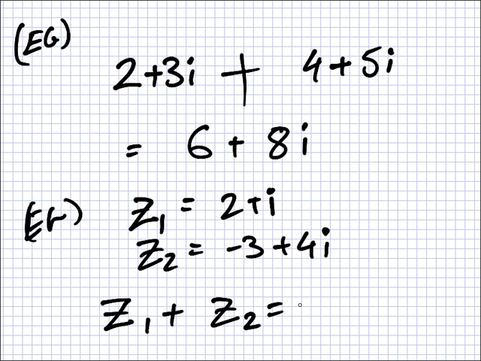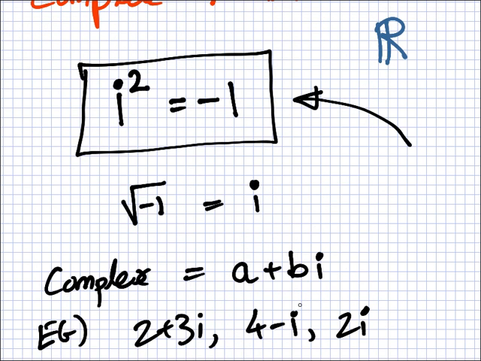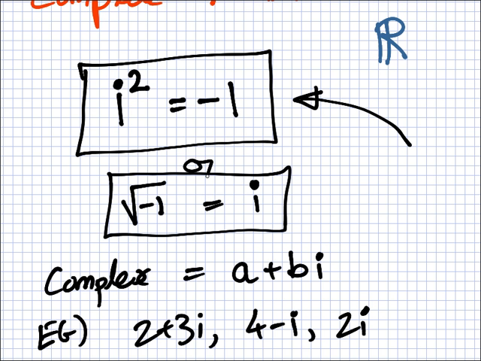Okay, you got an answer written down? i is not equal to -1, and the square root of -1 is not quite -1. Just be careful: i squared is -1, and the square root of -1 is i. So you can think about it like this or like that.